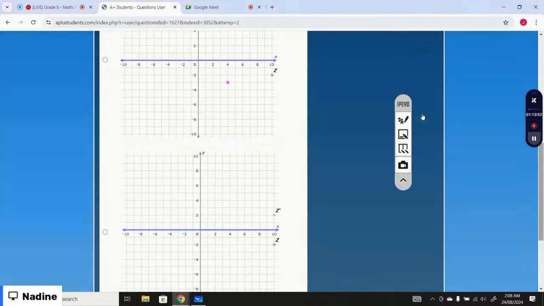This is the correct option. You can see here is the point, right? Option number 2 is the correct option.